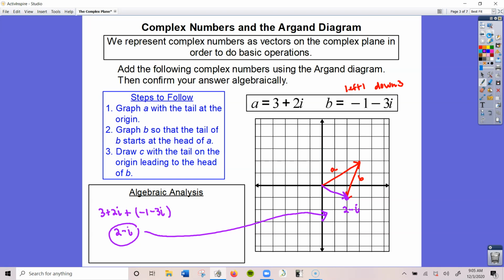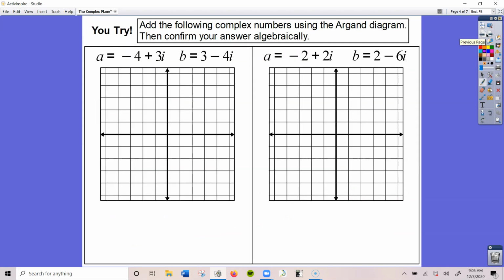Let's look at a couple more examples of adding. We have A equal to -4 plus 3i, and B equal to 3 minus 4i. We're going to use the Argand diagram to get our solution, and then we're going to confirm this answer algebraically. So A, remember, is going to start at the origin, and it goes to -4 plus 3i. So I'm going to go to the left 4 and up 3.